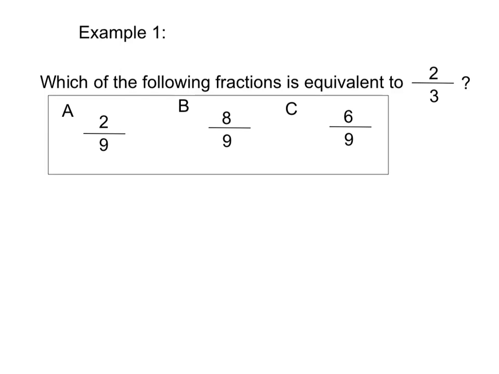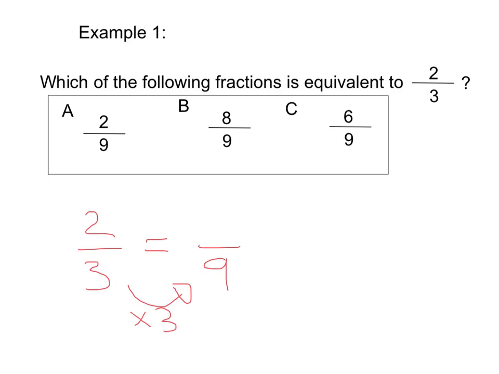For our first example, we're going to try and find which of the following fractions is equivalent to 2/3. To answer this one, we'll first write down our original fraction of 2/3. Now, they all have the denominator of 9. So, if we're trying to find the equivalent fraction, we write down the denominator and we look what we need to multiply our 3 by to get 9. And it's being multiplied by 3.